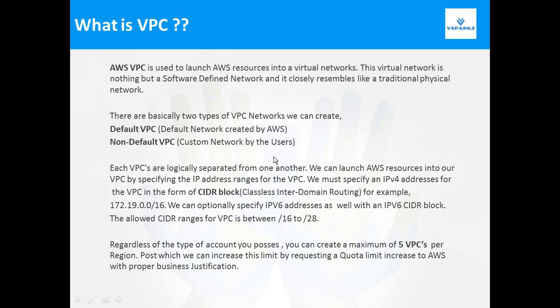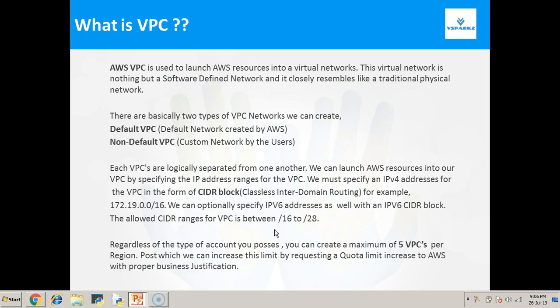We must specify an IPv4 address range in the form of CIDR at the time of creating a VPC network. CIDR ranges may vary from /16 to /28. You can create a maximum of 5 VPCs per region, post which you can increase the quota limit by contacting the AWS support team.